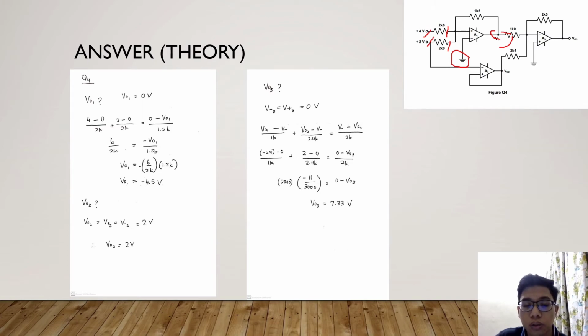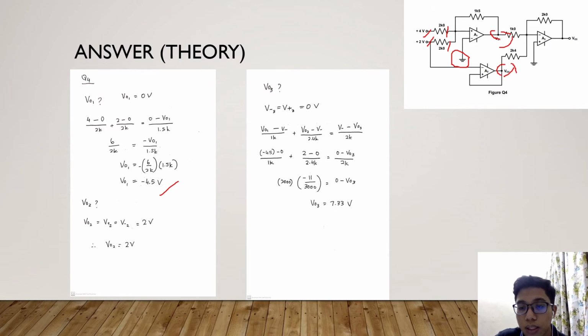After substituting all the values in the formula, we get the result of V output 1 equal to negative 4.5 volt. Okay, settled for V output 1. So next, V output 2. As you can see, this is the V output 1.